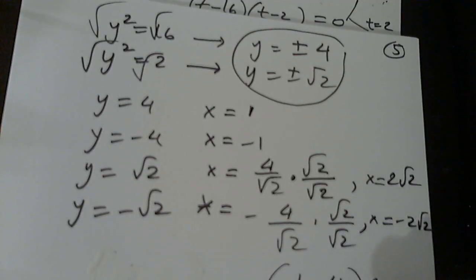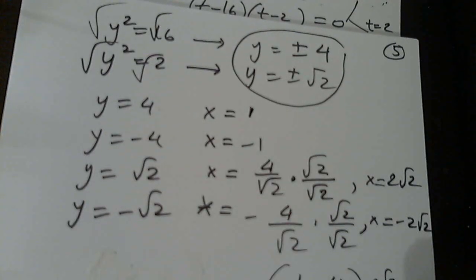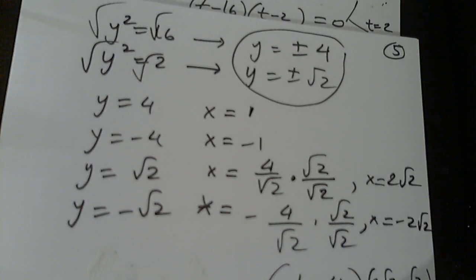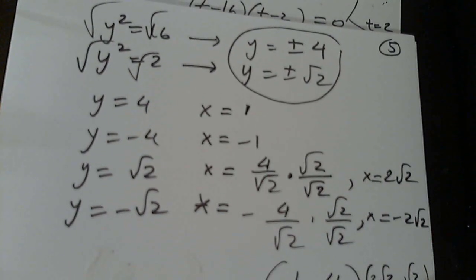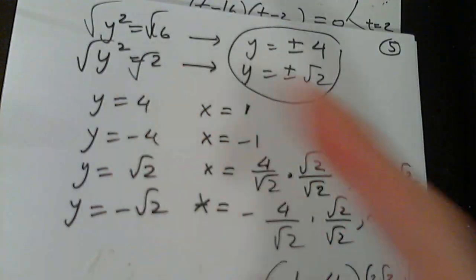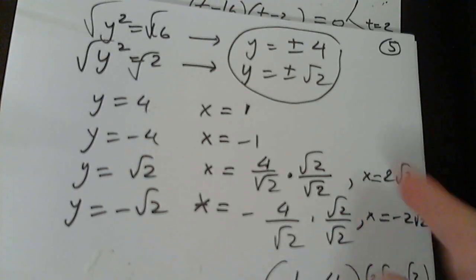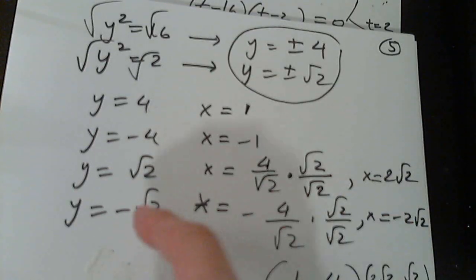So 2 the square root of 2 and the square root of 2, and negative 2 the square root of 2 and negative the square root of 2. So these are the 4 solutions: 1, 4; negative 1, negative 4; 2 the square root of 2, the square root of 2; negative 2 the square root of 2, negative the square root of 2.